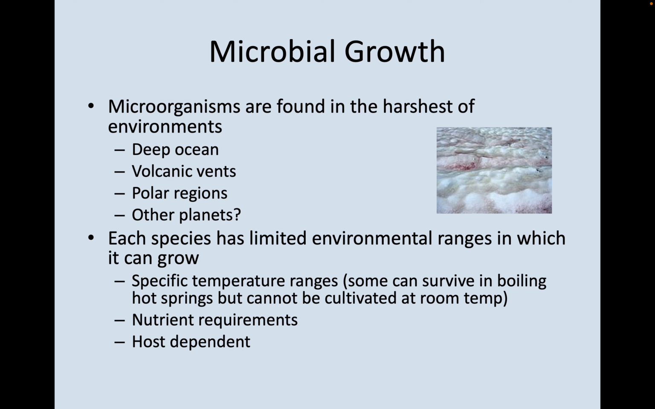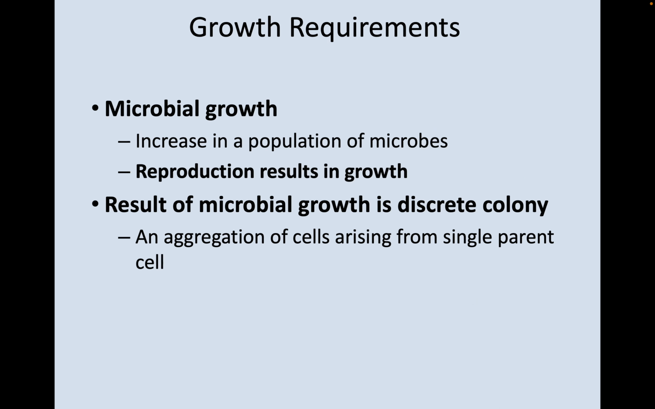Each species has limited environmental ranges in which it can grow, however. So specific temperature ranges, like some bacteria can survive in boiling hot springs, but can't be cultivated at room temperature in the lab. Nutrient requirements and host dependency can also differ between species.